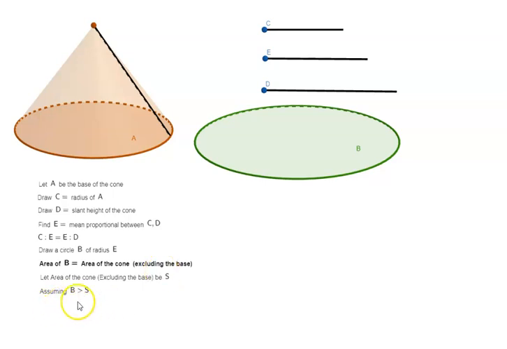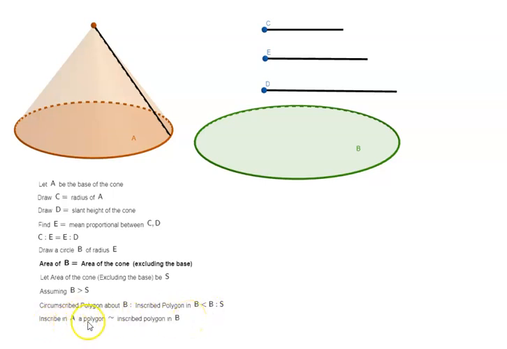The other case is assuming B is greater than S. So again, the circumscribed polygon about B is to the inscribed polygon in B as less than B is to S. So that is how we circumscribe and inscribe the polygons.